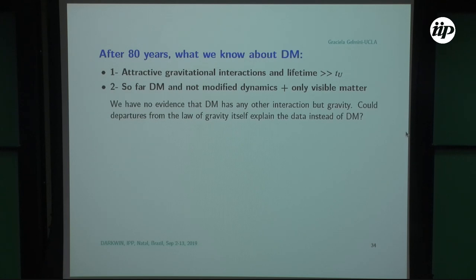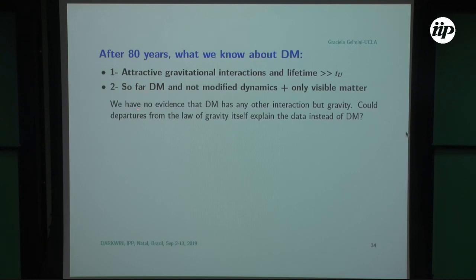So it has been about 80 years since 1930. What have we learned? And as you see, we will have learned a lot, but when I feel all the things that we have learned will fit in a page at the end, right? So first of all, dark matter has attractive gravitational interactions. It behaves for gravity in the same way like normal matter does. The only thing is that we don't see it. And moreover, it is there. So either it is stable or the lifetime is much larger than the lifetime of the universe. So that we agree.